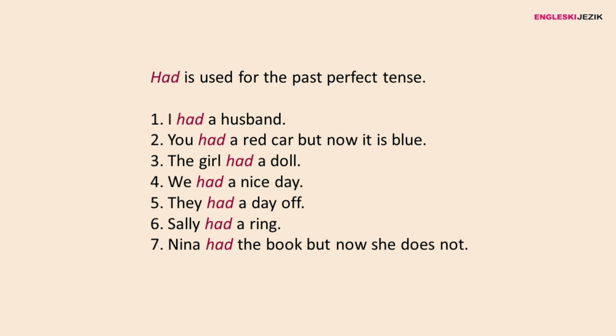Yes, I had a husband sometime back in the past. However, I don't have a husband anymore. You had a red car, but now it is blue. Now this is a great example of the past perfect tense. You had the car, but now you don't. Or you had a red car, but now it's blue. It's not red anymore. It was red sometime in the past.